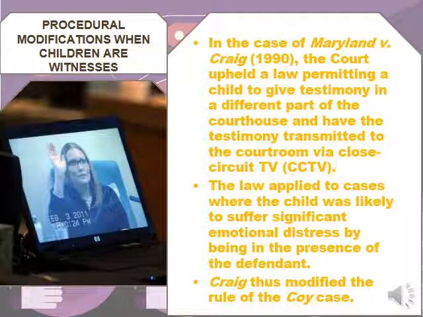Therefore, you're looking at the safety of the individual in terms of the emotional distress. A lot of times the jury and the court will uphold the element that they have to face their perpetrator. But again, if the individual had been abusive to the point where the victim is now fearing for their life, to the point where they're not able to function properly, again, these are other elements that can be applied. So again, with Craig, this modified the rule of the Coy case.